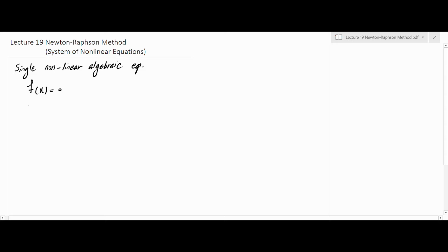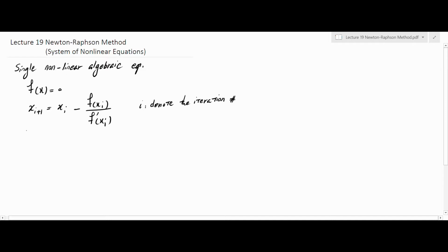Okay, let's start with a single nonlinear algebraic equation. So it normally takes the form of f(x) is equal to 0. And if you refer to the previous lecture, the iterative Newton-Raphson formula was, where i denotes the iteration number.